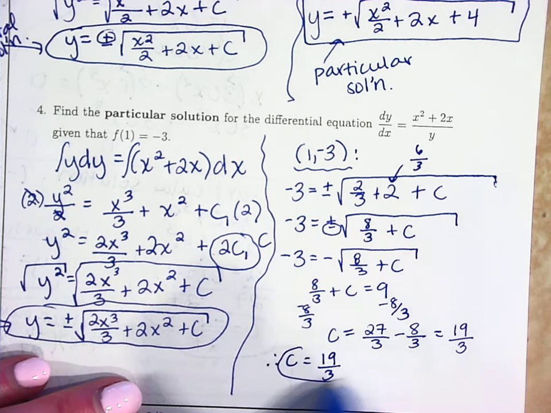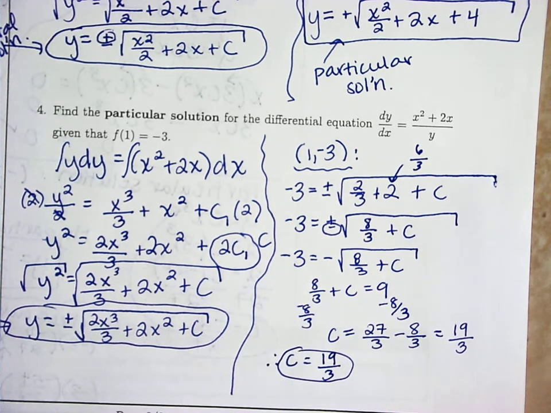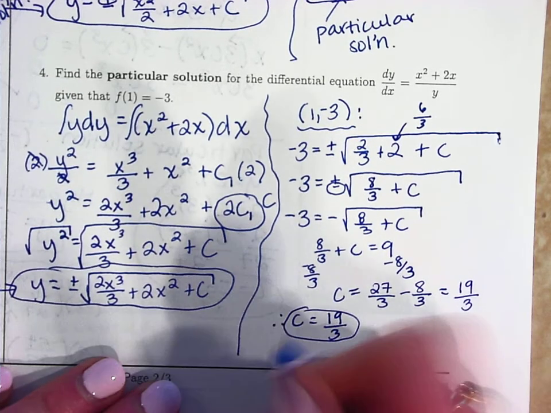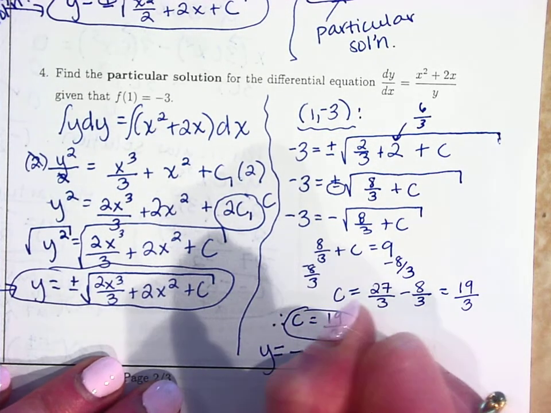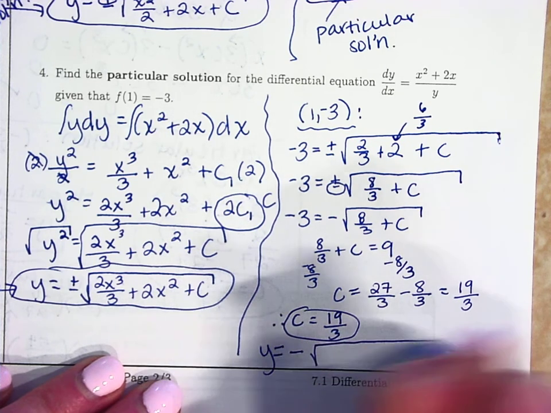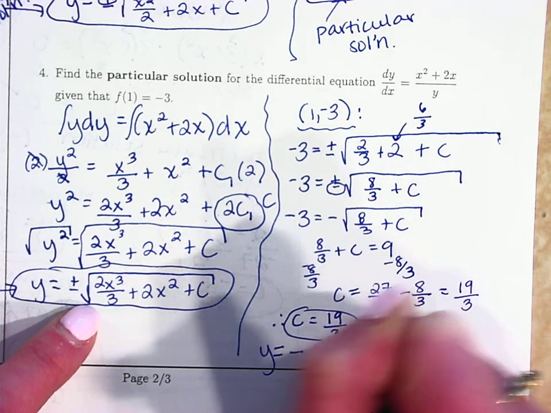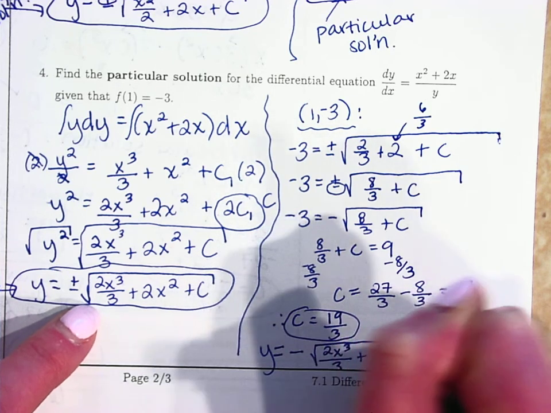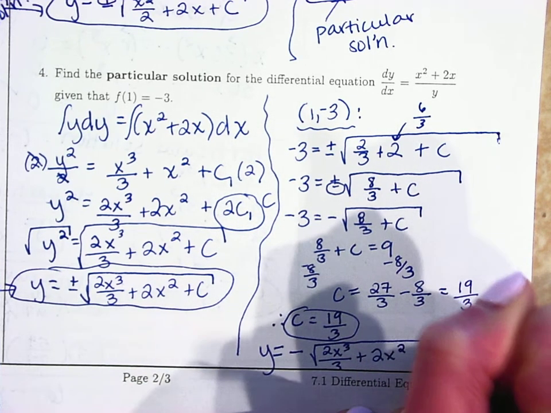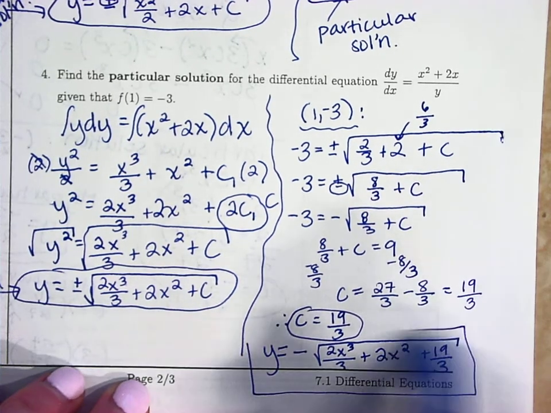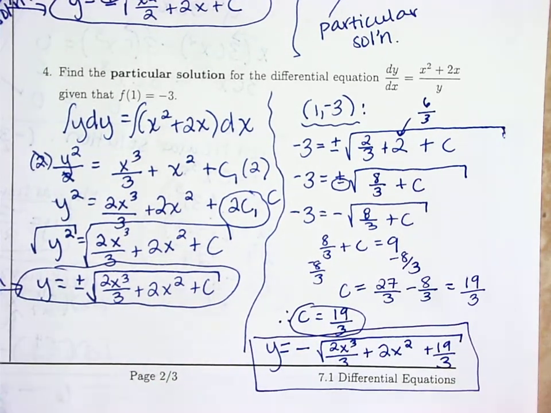Okay. Now I'm going to plug all that into my general solution to get my particular. So y equals negative square root 2x cubed over 3 plus 2x squared plus 19 over 3. And there I have my particular solution.